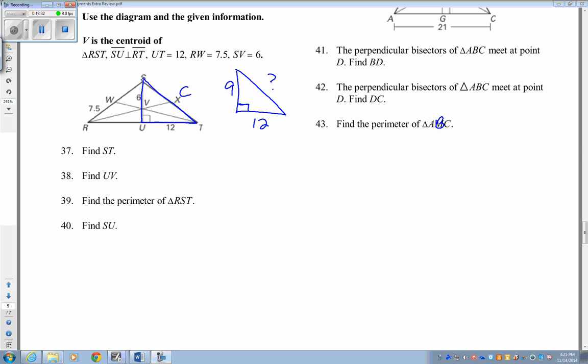Now, understand. So how do we find ST? Pythagorean theorem. You have to see that this is the right triangle in here. I'm going to use this median and use that ratio 2 to 1. So if that's 6, this would have to be 3, which means the whole side is 9. And then this would be a squared plus b squared equals c squared.